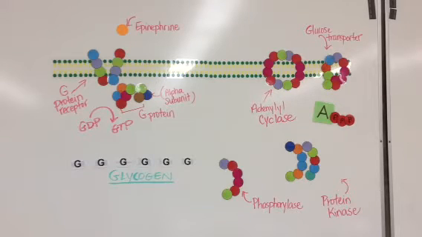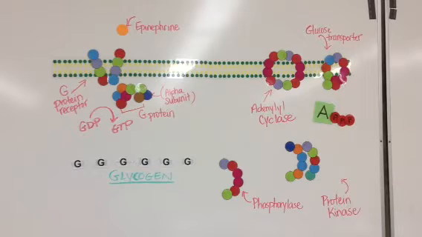This is a model of a signal transduction pathway using epinephrine as a signal hormone in a liver cell that will ultimately lead to a cascade of reactions, and finally glycogen will be broken down into glucose, which can be used as an immediate energy source by the body.